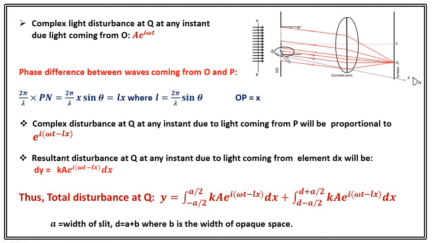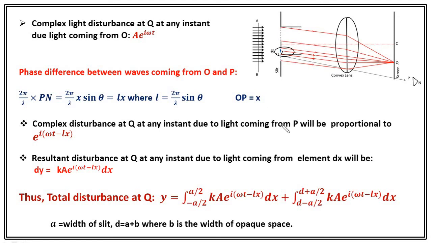Then we can integrate for the lower slit between minus a by 2 to plus a by 2. So this is the contribution coming from the lower slit, minus a by 2 to plus a by 2, of ka e to the power i(omega t minus lx) dx. Plus, now take the contribution from the upper slit.